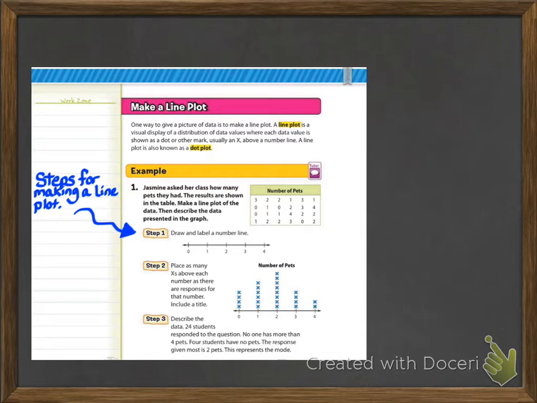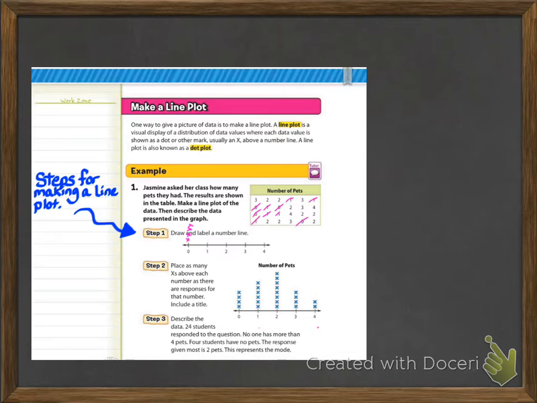So step 1 tells you to draw and label a number line. If you look over in this part right over here, our smallest number is 0 and our biggest number is 4, so that's why they drew your number line going from 0 to 4. Now if I want to do these dots, you can count up all your zeros first. How many do I have? 1, 2, 3, 4. So I would be placing 4 X's above my 0. And you kind of get the idea there. Then you could do your ones, count them out, 1, 2, 3, 4, 5, 6, and so forth.